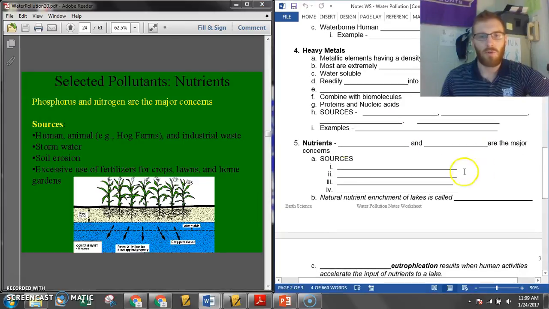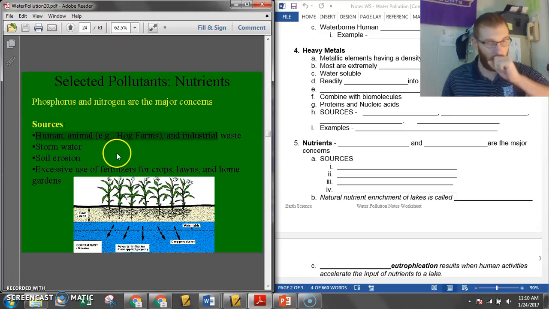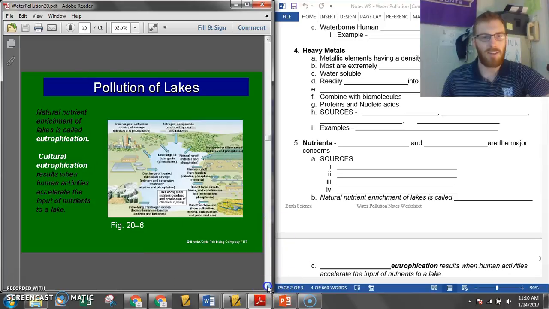So getting into some nutrient pollutions here. Phosphorus and nitrogen are the major concerns of these nutrient pollutions. And some of the sources here are animals, humans, and industrial waste, stormwater, erosion, and excessive use of fertilizers for crops and things like that. And these can lead to a whole host of problems.